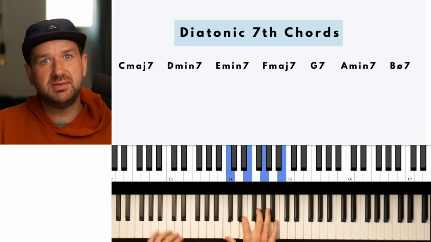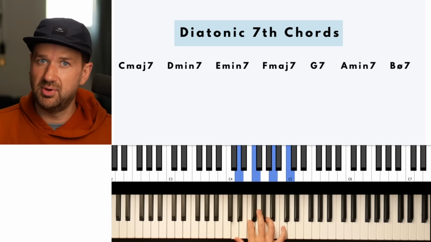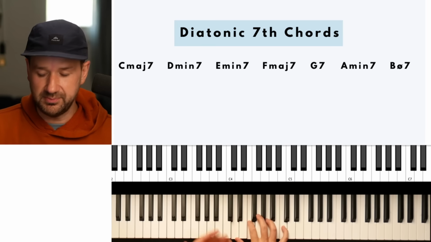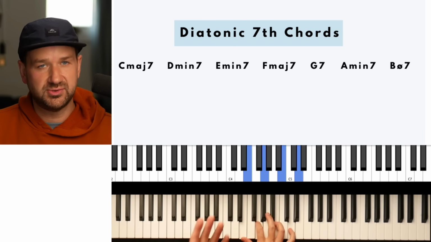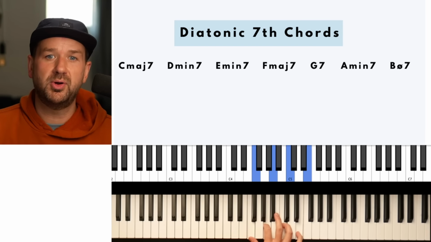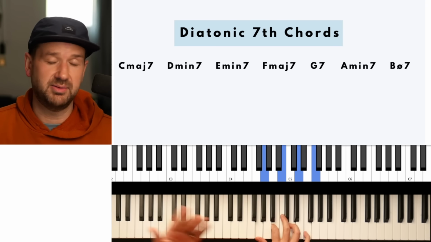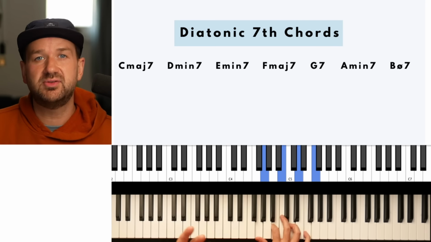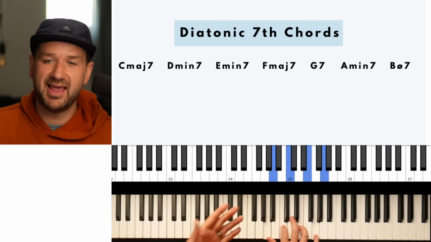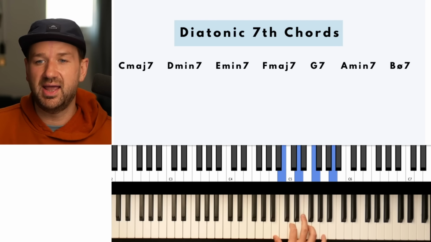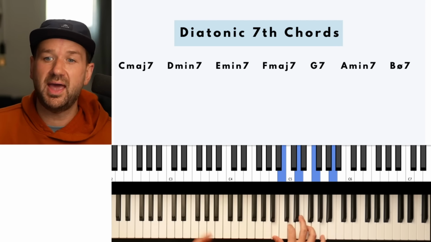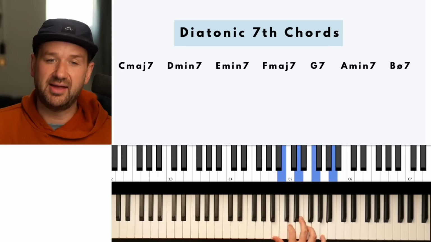So we have our C major 7, and then the second mode, the Dorian mode, makes a D minor 7. The third mode, which is the Phrygian mode, makes an E minor 7. The fourth mode is an F major 7. The fifth mode, that's the Lydian, by the way. The fifth mode is the G7, the Mixolydian. The sixth mode is the Aeolian, the A minor 7. And the seventh mode is the Locrian, the B half diminished, or B minor 7 flat 5.